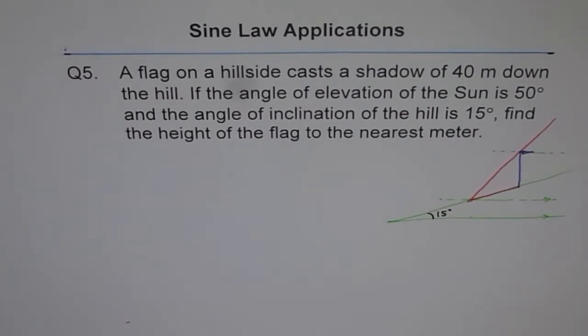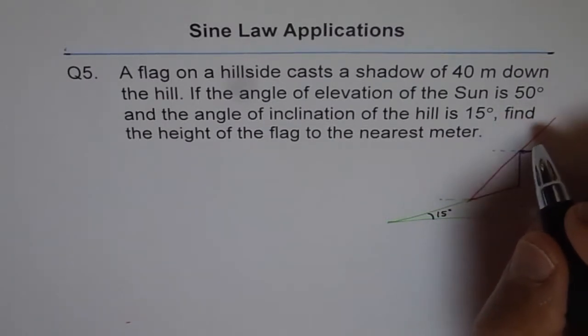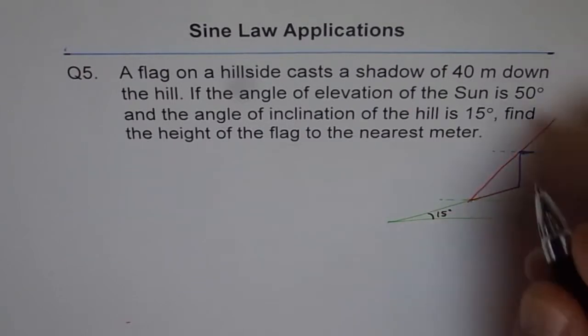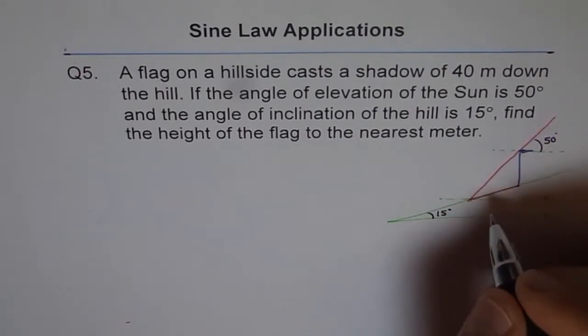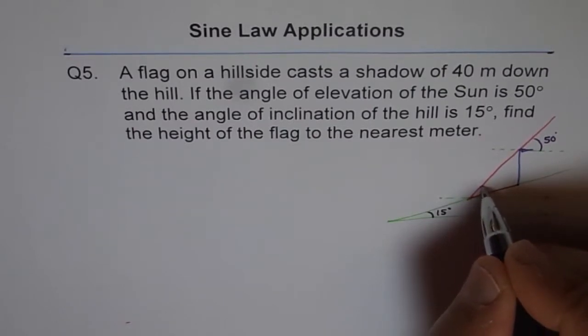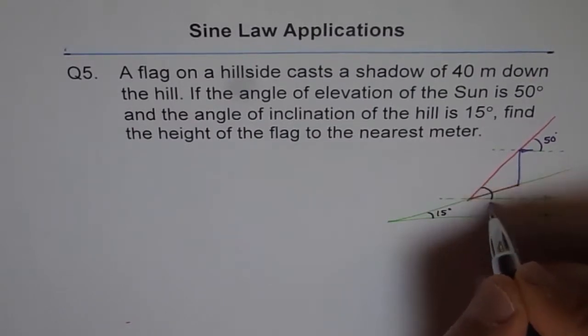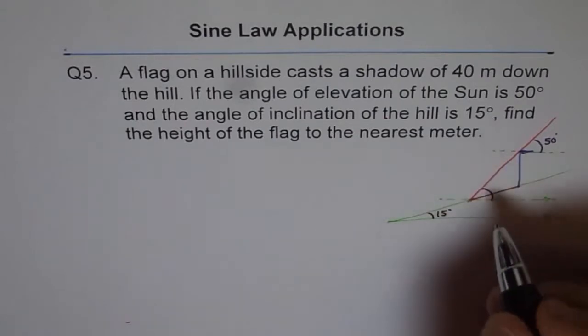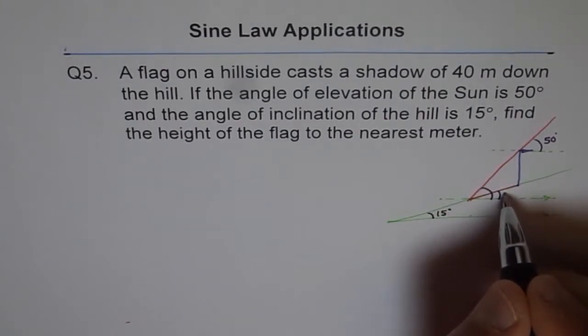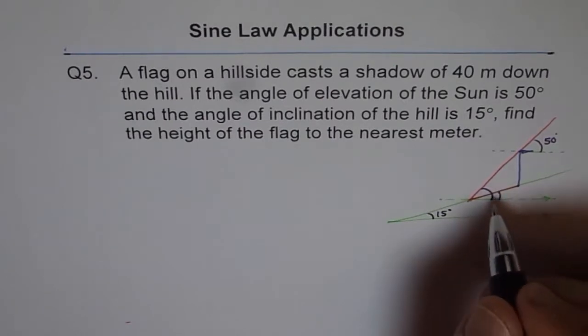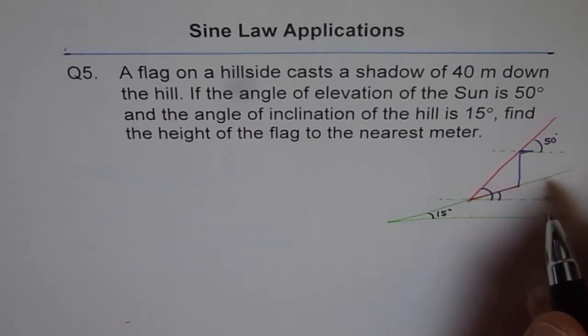Now, the angle of elevation is always measured from the horizontal, right? So this is your 50 degrees. What I'm trying to say is this whole angle from here to here is your 50 degrees. Total is 50 degrees. But as you know, this is 15. So how much is that remaining angle? That is what you need to figure out. So let's label it.